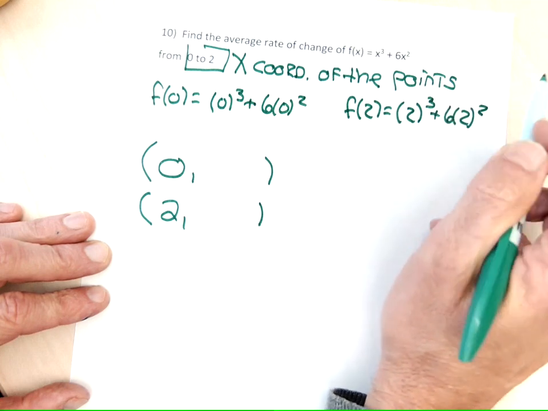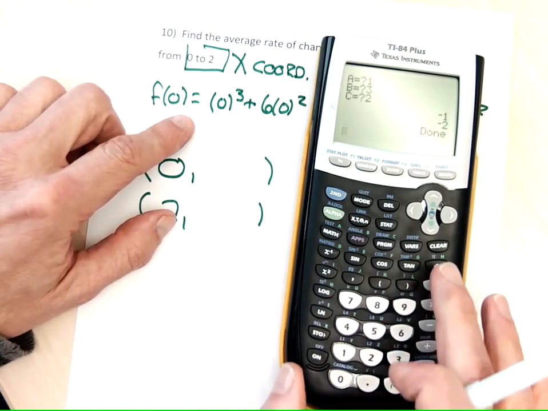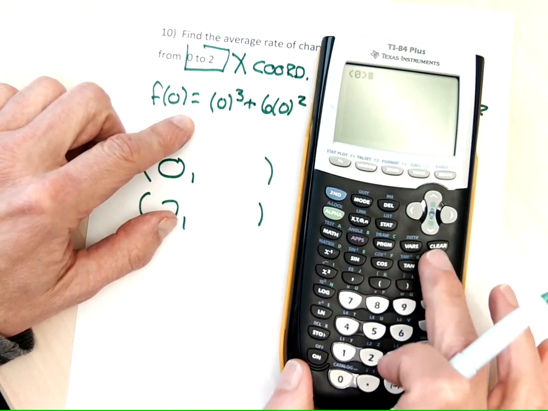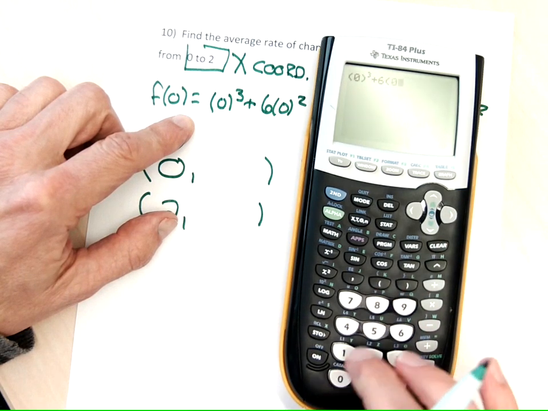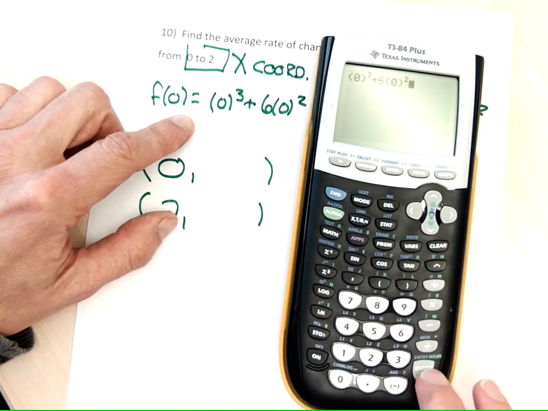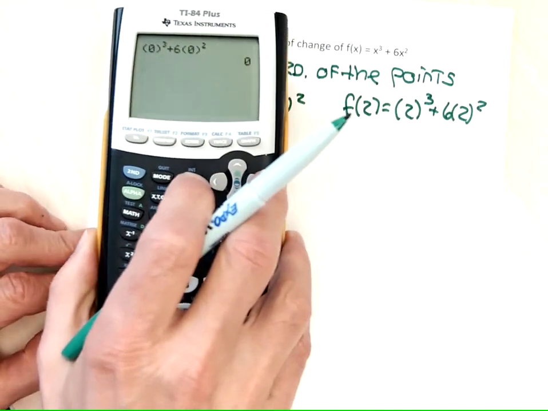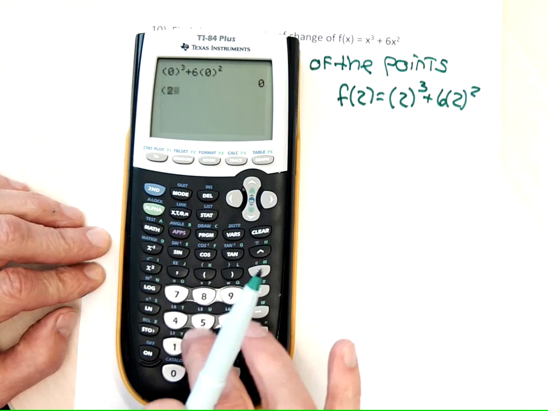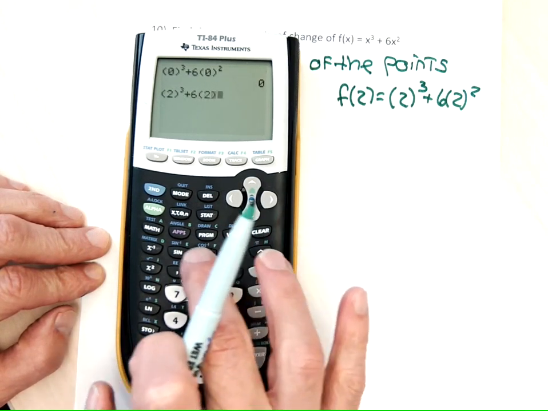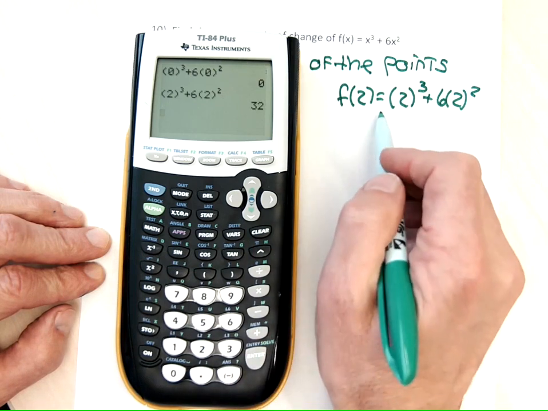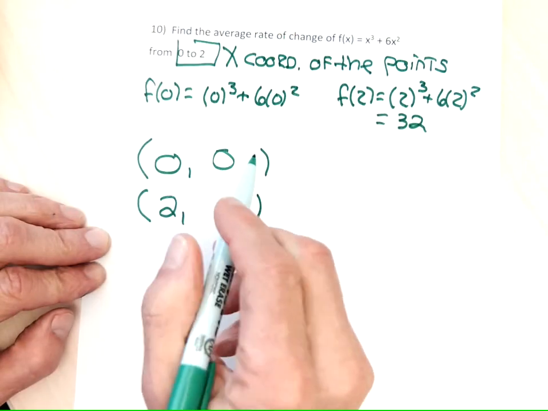If you can't do those quickly without a calculator, just use a calculator. Here I could just do 0 up arrow cubed plus 6 times 0 squared, and that's going to be 0. So the first y is going to be 0. For the second y, I can do 2 up arrow cubed plus 6 times 2 squared, and that's going to give me 32 for that y, just to save some time and make sure I don't make a mistake. So these are the 2 points.